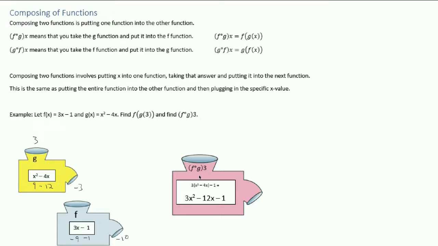Now on this one, we're going to take the g function and put it into the f function. That's what f composed with g of 3 is. So we're taking this function, putting it in for x here. And so we have 3 times x squared minus 4x minus 1. So we can distribute. This is going to be 3x squared minus 12x and then minus 1. And we're going to drop a 3 in here.